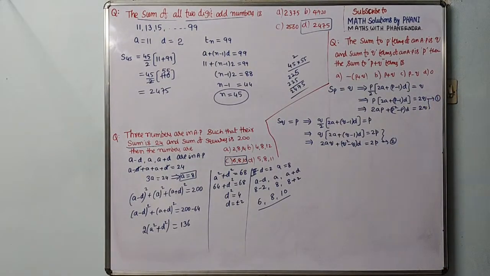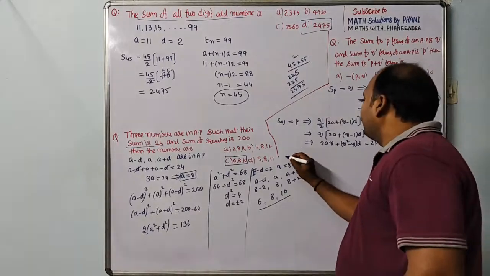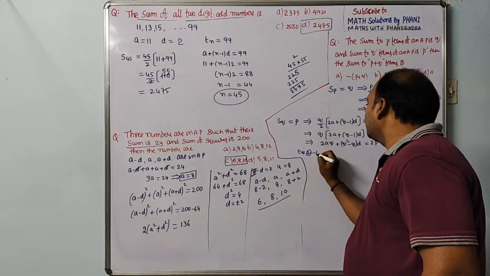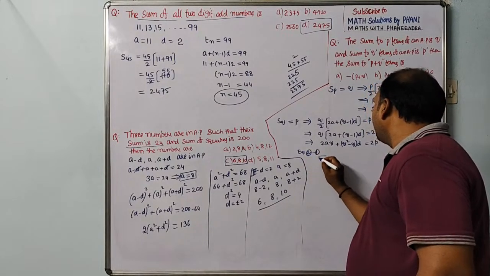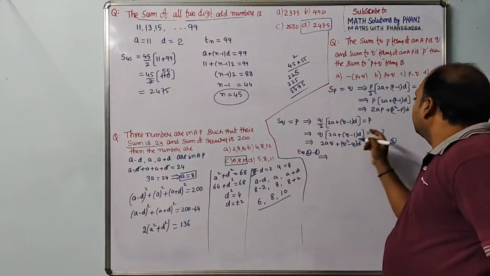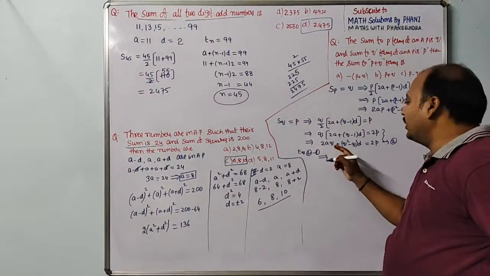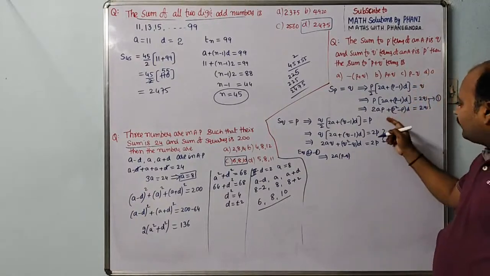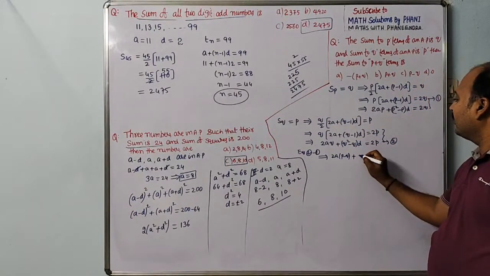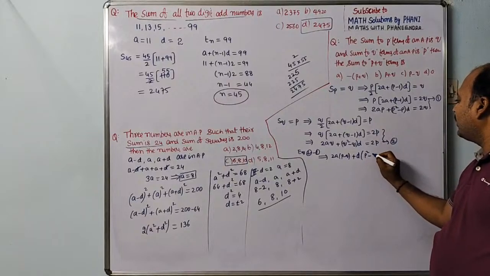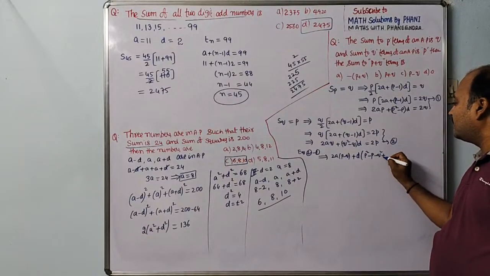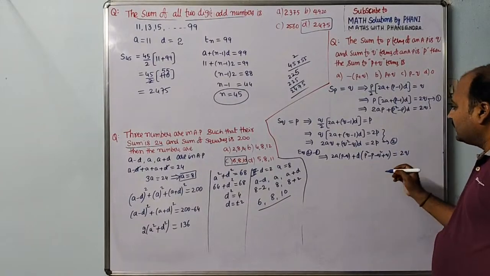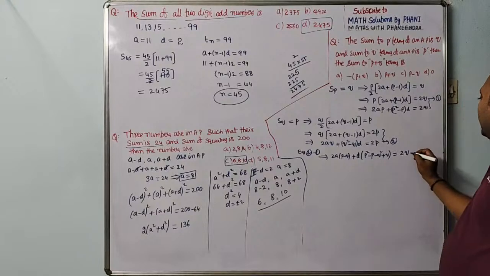Equation 2 minus equation 1. That implies, directly, 2AP minus 2AQ, so 2A into (P minus Q). And from these two, taking D common: P square minus P minus Q square plus Q, which is equal to 2Q minus 2P.